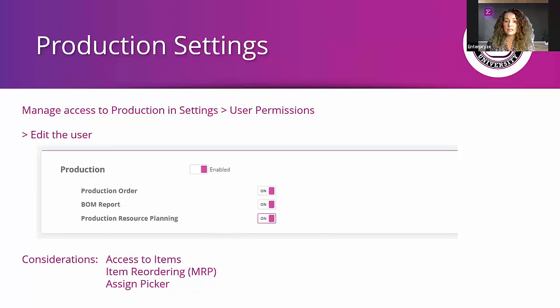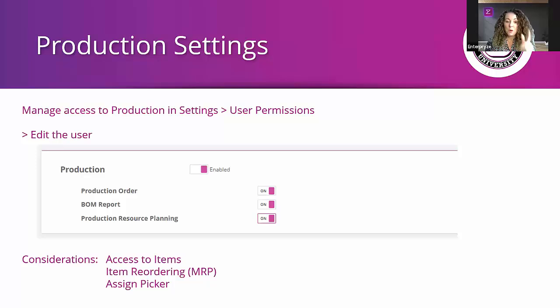When you go into settings, go into user settings, and edit a user. Remember that when you edit a user, you can select from all the different organizations that you might have on the system. Select that organization and come down to the production section, where you can switch on to enabled. There are three primary options there: production order, BOM report, which is the BOM menu that I mentioned already, and the production resource planning option.